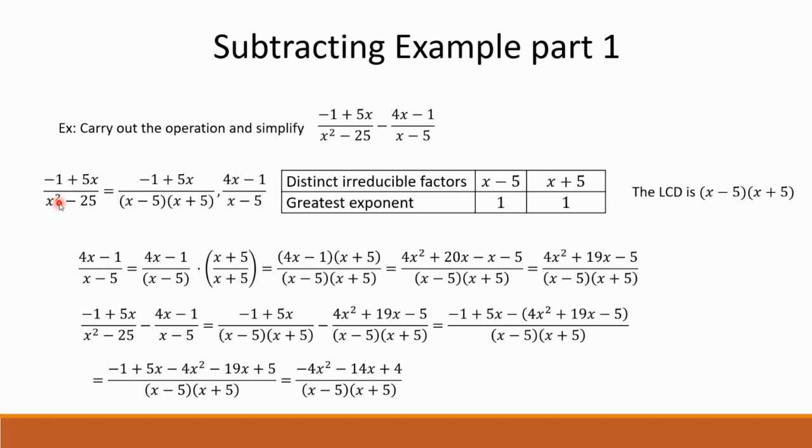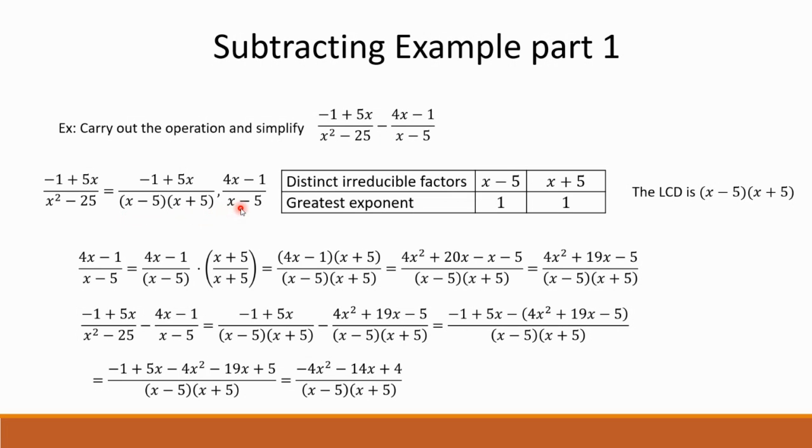We have x squared minus a perfect square, 25. So we've seen stuff like this before. We just get x minus 5 times x plus 5, as you can see. That's all we get. And so we have that. The second denominator is factored. Okay, that's good. Let's get the LCD.